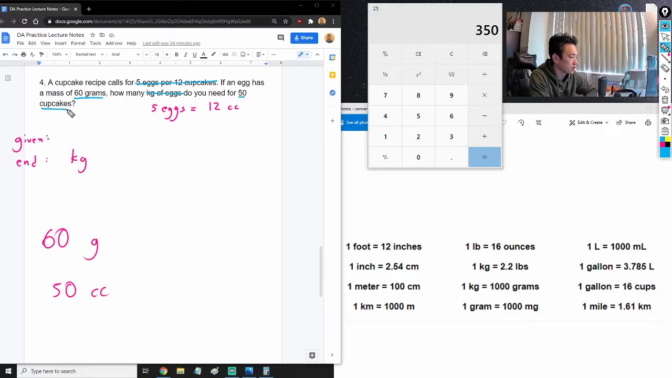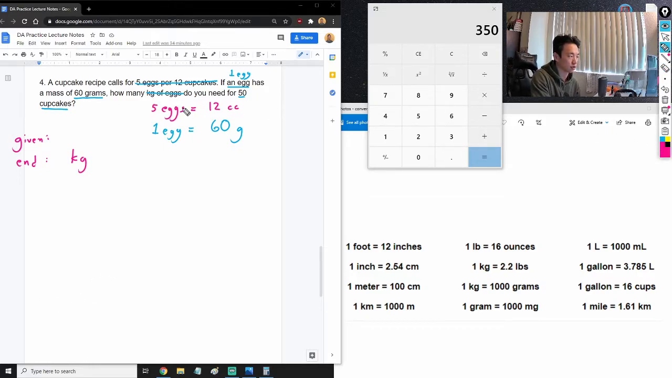Now let's take a look at 60 grams. Is 60 grams equal to something? Okay, so 60 grams is actually equal to one egg, right? One egg is equal to 60 grams because it tells us one egg has a mass of 60 grams. So that means one egg is equal to what? 60 grams. Okay, and if you take a look at 50 cupcakes, it is not equal to anything, right?